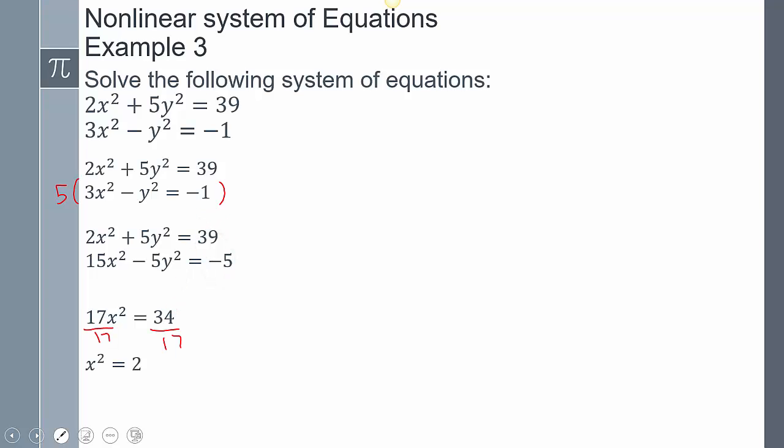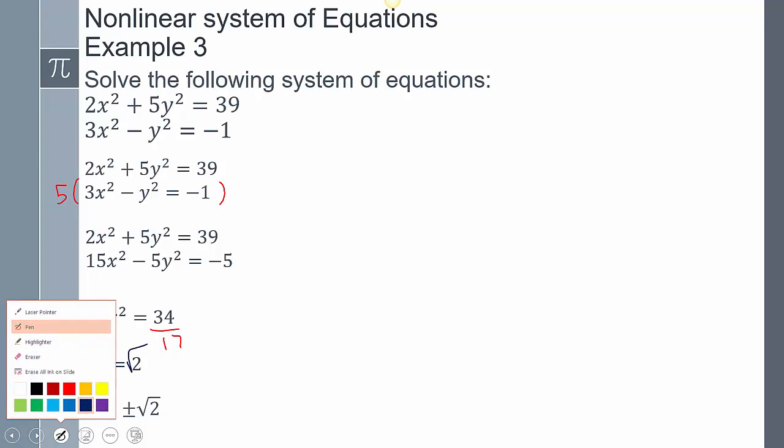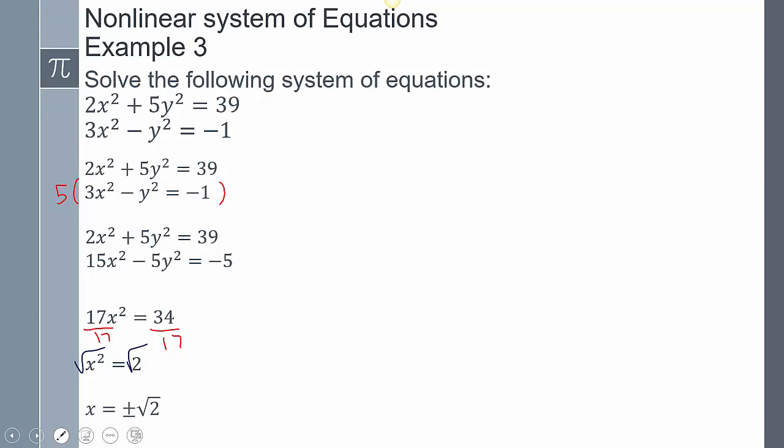Divide both sides by 17, I get x squared equals 2. Take the square root of both sides, and so I'm going to get x equals plus or minus root 2. And so now I have to take that plus or minus root 2 and plug it back in. I'm just going to plug it back into the bottom equation here, and I'm going to start with the positive root 2. And so square root of 2 squared, that just becomes a 2. 3 times 2 is 6.